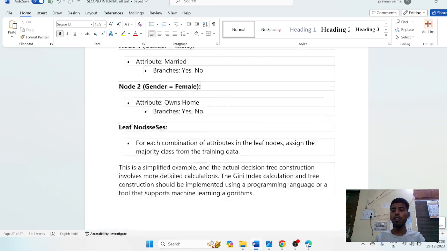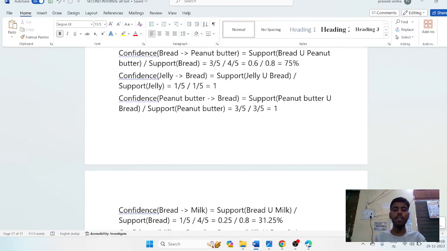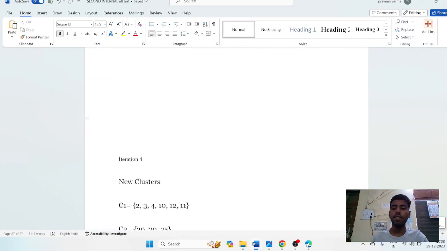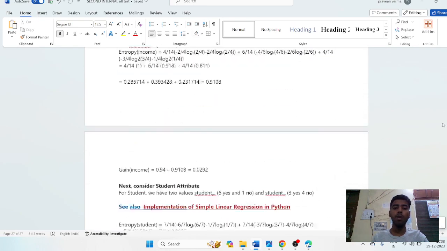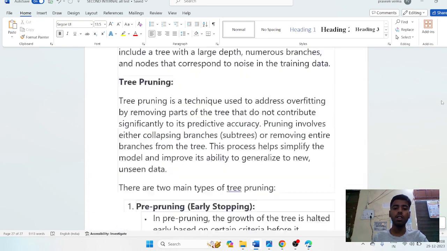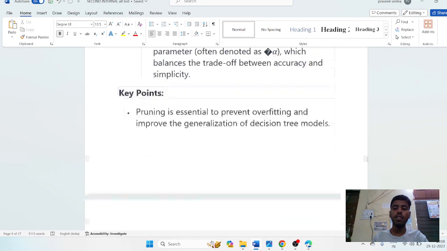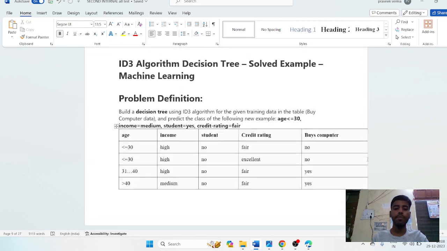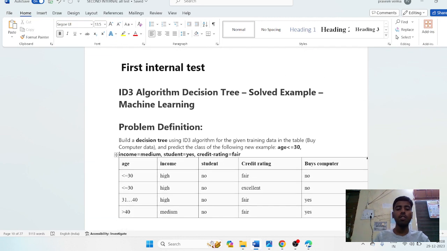Here, I'm going to solve the second test paper of data science, which includes making a decision tree. Okay, so let's get started. I'm reading the question, which is related to the first internal test. I'm going to read the question.